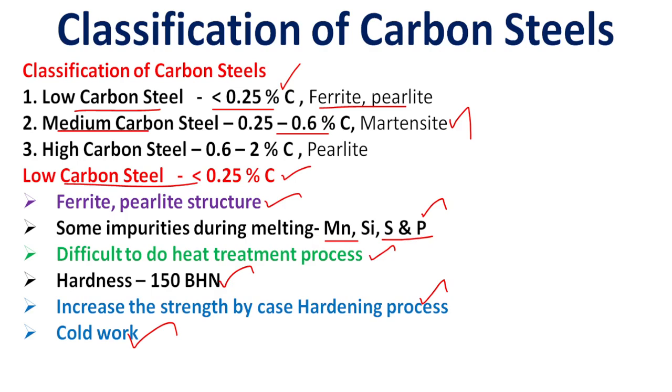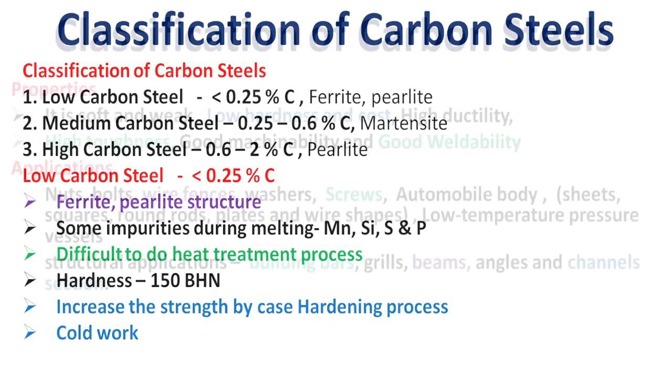Low carbon steel has a ferrite structure, with some impurities from the melting process: manganese, silicon, sulfur, and phosphorus. It is difficult to do heat treatment because it has low carbon content. The hardness is 150 BHN. Strength is increased by surface hardening processes, flame hardening, and induction hardening. For the hardening process, cold work is the preferable one.